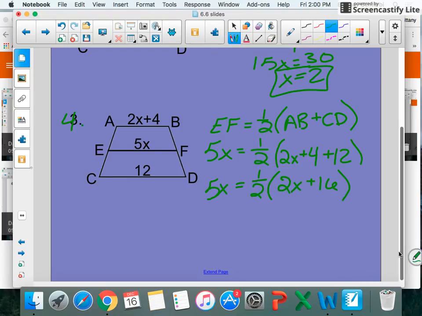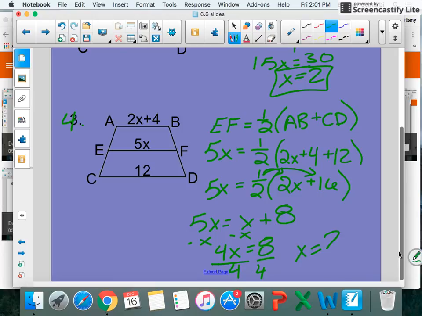I have to distribute the 1/2 through. So I'm going to multiply everything by 1/2 or divide everything by 2. 2x divided by 2 equals x, and then 16 divided by 2 equals 8. Then I'm going to subtract x from both sides, so I get 4x equals 8, and divide by 4. That gives me x equals 2 as my final answer.